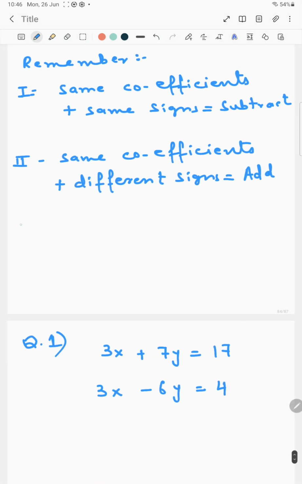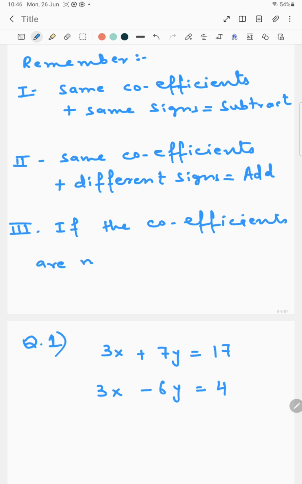And the third point is, if the coefficients are not same, so make them same. So we will do questions with every remember point. Like in the first question, we have 3x plus 7y is equal to 17. And the second equation is 3x minus 6y is equal to 4.